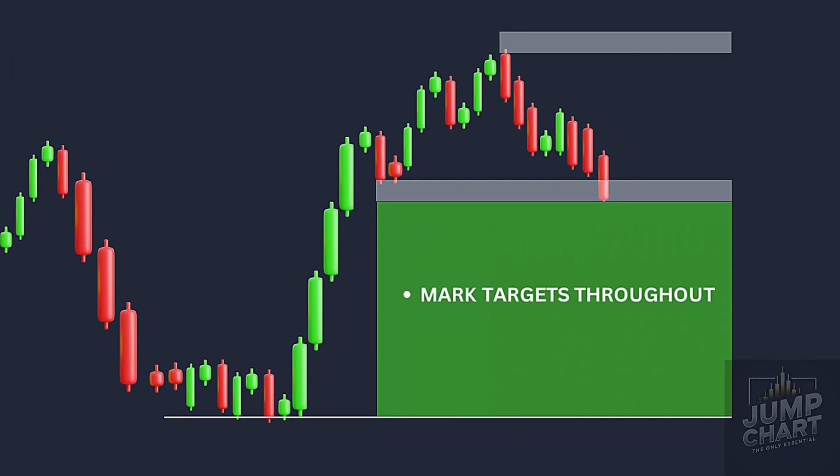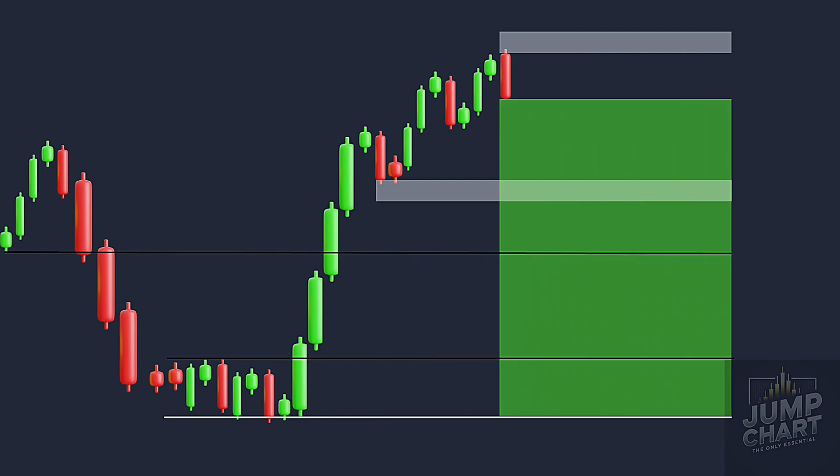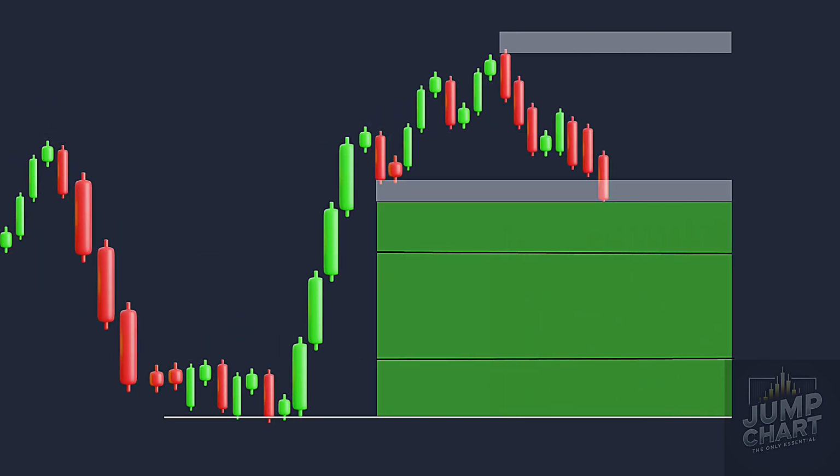Inside that zone, we add target lines. These are based on smaller hesitation points or past choppiness. They give us smart places to scale out, lock in gains, and manage the trade if price slows before hitting full target. For example, we might exit 50% at the first line, 75% at the second, and hold the rest to TP. This method gives the trade space to work, but without relying on a perfect run.